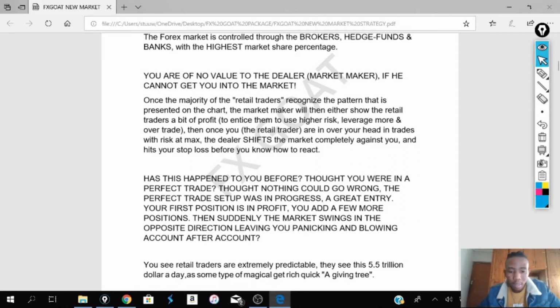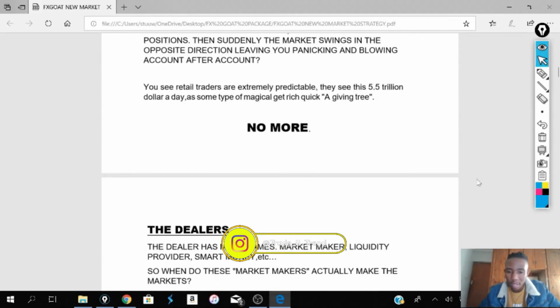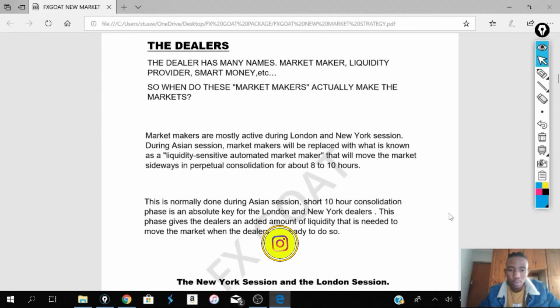So now that you know that the market makers are able to turn the tables on you, you're asking yourself, how are they able to get the power to turn the tables on you? Now in this next lesson, I want to show you how the market makers are able to get the power to turn the tables on you. Okay, the dealers. The dealer has many names: market maker, liquidity provider, smart money, etc. So when do these market makers actually make the markets?